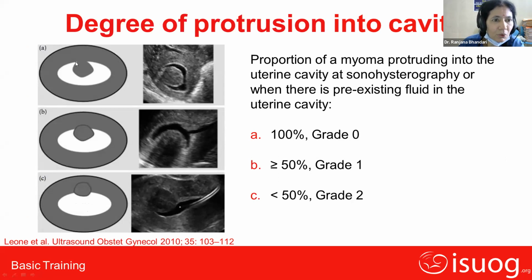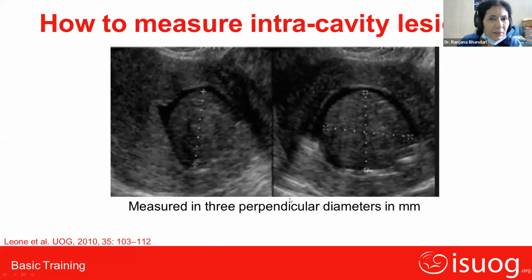See, this whole is inside the endometrial cavity. So it is grade 0, 100%. If it is greater than 50% inside the endometrial cavity, it is known as grade 1. And if it is less than 50% inside the endometrial cavity, see, this is less than 50% inside the endometrial cavity, then it is called grade 2. But this is a myometrial slide. This is again another myometrial slide in which we are showing how to measure the intracavitary lesion. This lesion we are seeing, and this is the longitudinal, this is the anteroposterior, and this is the width.